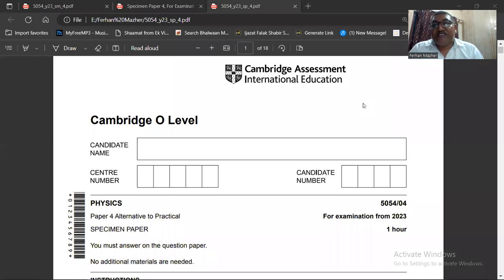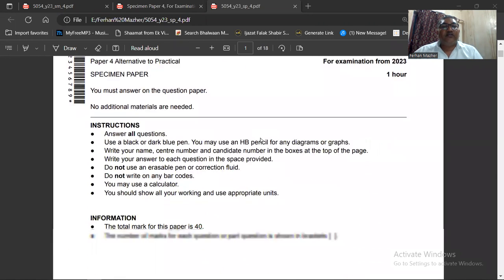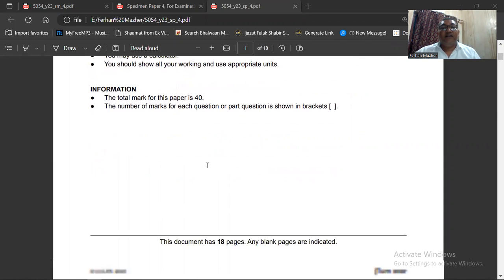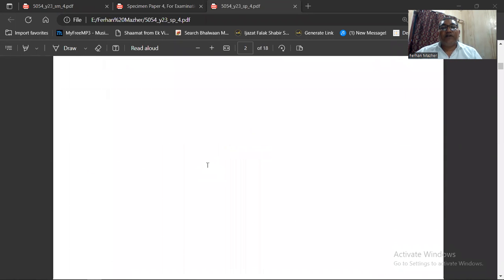Okay, so on your screen, the paper is showing up. This is specimen paper 4 for the Cambridge O-Levels Physics 5054, and this is for the examinations from 2023. The important thing is that the total marks for this paper is 40. So let's start today's paper.